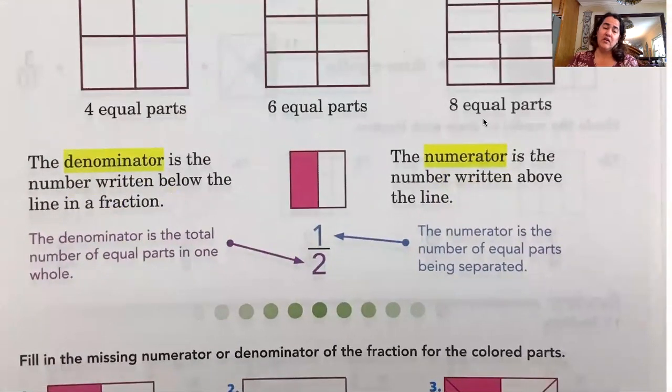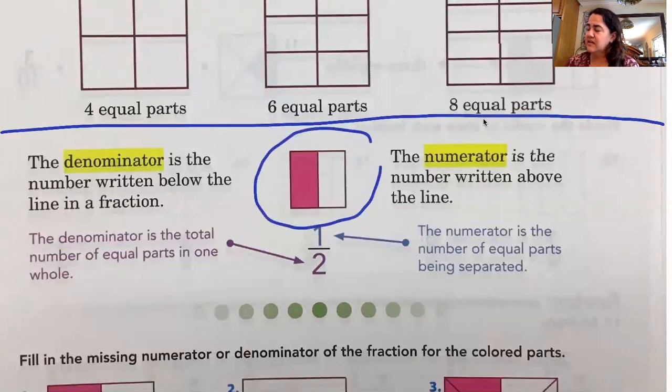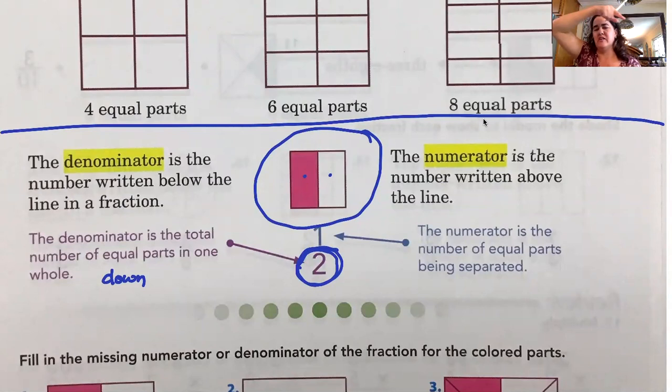As we already went over in our precursor, the denominator is the number written below the line in a fraction. The denominator is the total number of equal parts in one whole. Friends, looking at this little square, the denominator is the 2. It's saying we're talking about 2 parts. Remember, denominator starts with a D, and so does down. If that helps you remember that the denominator is the number that's down from the fraction bar.